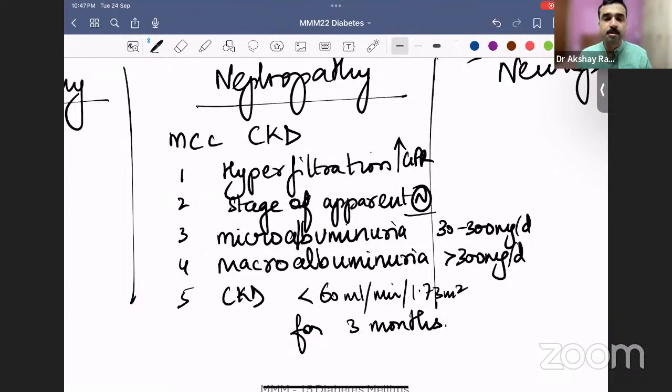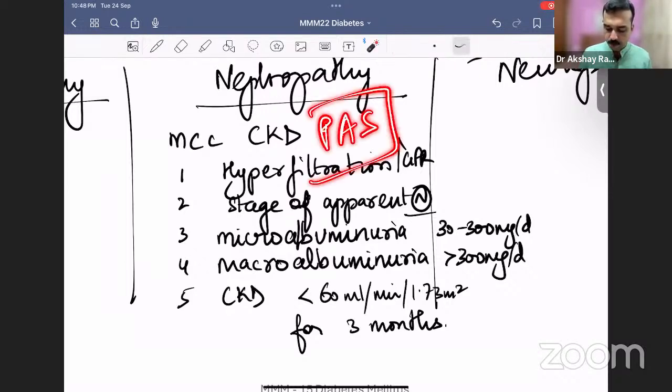I hope you remember aspects about the pathology. The initial change is basement membrane thickening. Then there are nodules formed. Do you remember the name of the nodules seen on histology in diabetic nephropathy? They are PAS-positive nodules, which are formed in the mesangium of the glomerulus.